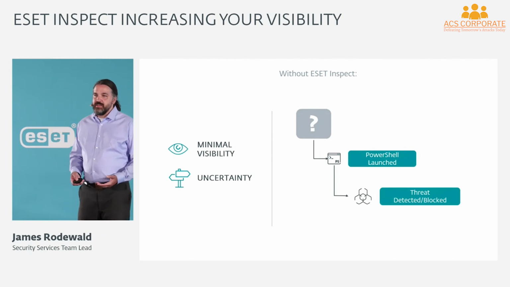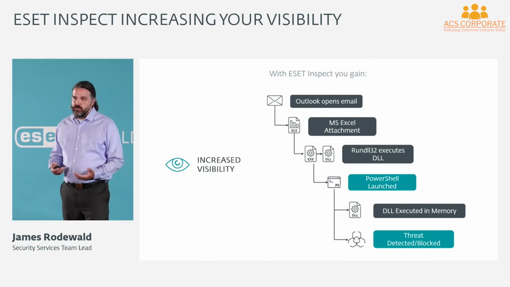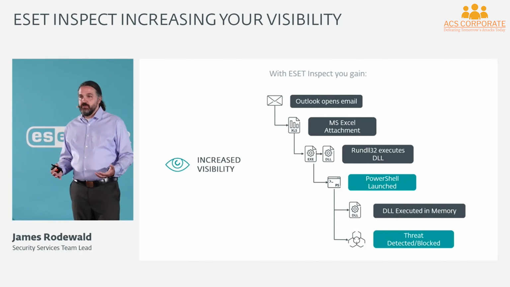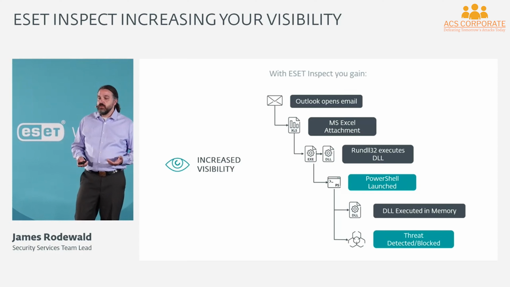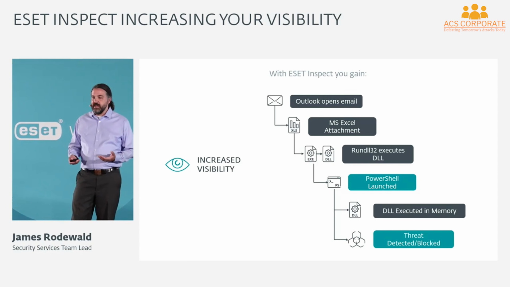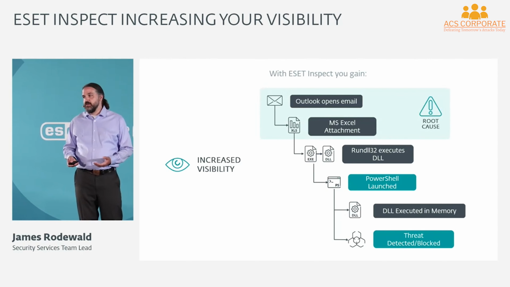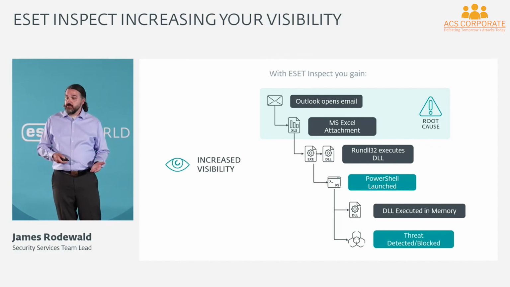Had they been using ESET Inspect, they would gain a higher level of visibility into what happened. This is just one possible scenario of what might have happened for them. It may have been something else, but it could have been something as simple as Outlook opening a malicious attachment, which shows us that the root cause is an email that came in. I now know I may need to train that user on how to identify malicious emails.